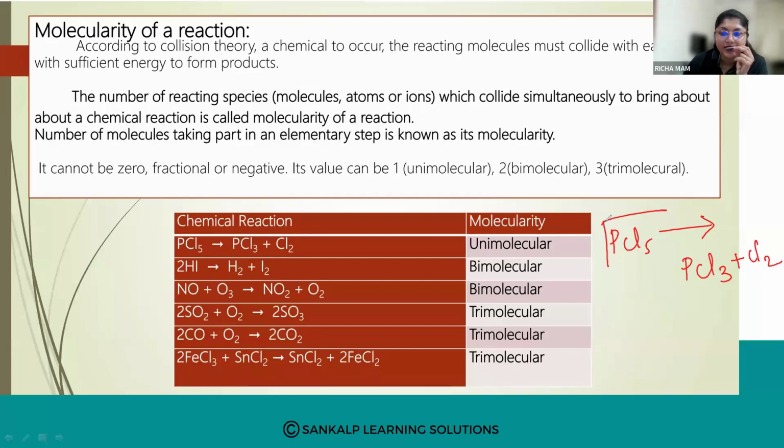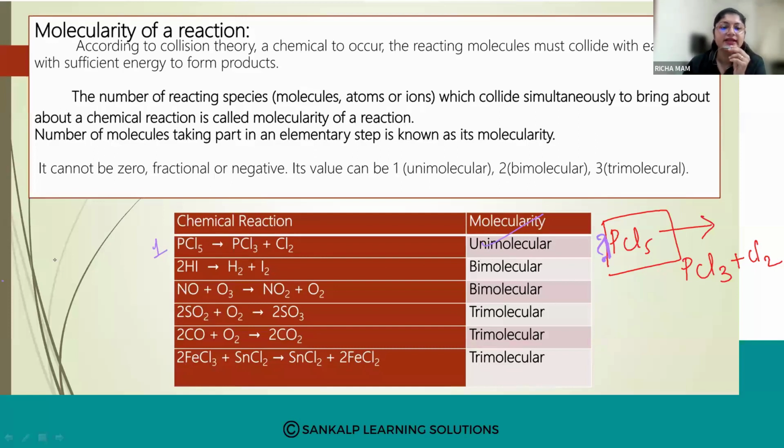So how many molecules are involved here? Only one molecule of PCl5 is involved, right? Can you see any number here? No. So it means one molecule of this. So this is called a unimolecular reaction. This is clear, I hope.